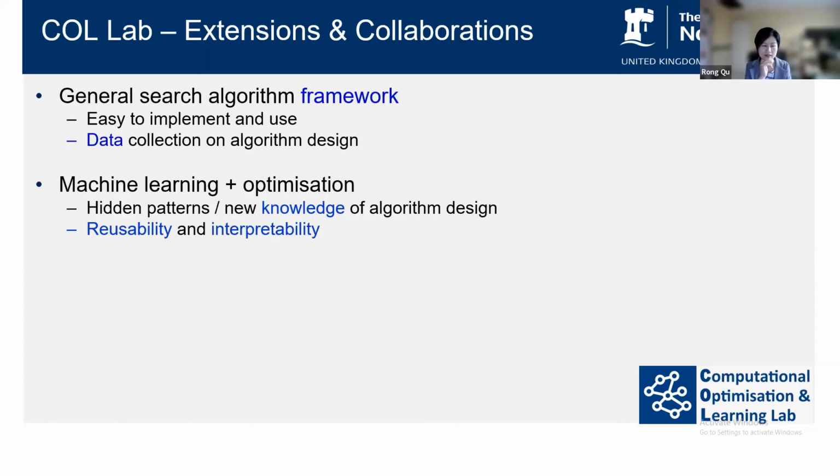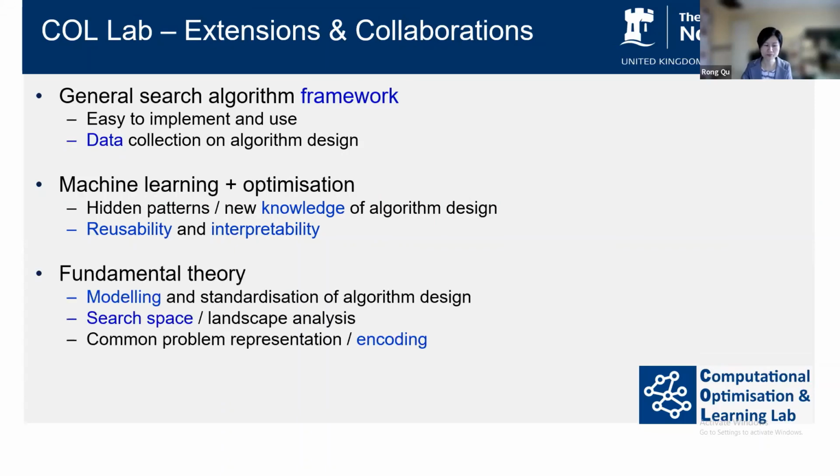That leads to another direction of our future research, that is to integrate machine learning with optimization. With this new knowledge of algorithm design, can we increase the reusability and interpretability of algorithm design to support more advanced research across different disciplines? In addition, of course, we're also interested in fundamental theory study, that is how to model algorithm design. The GCOP model is only one of the models which can standardize the algorithm design. I'm sure there is more interesting research.